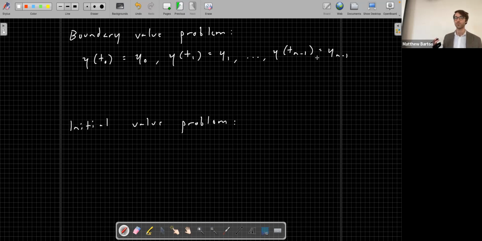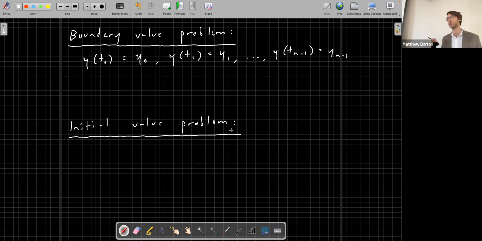Okay, so for the boundary value problem, you essentially pick n different points that your solution has to pass through. The other form that we'll be dealing with primarily in this class are initial value problems. Okay, so this is probably what you're more familiar with seeing.